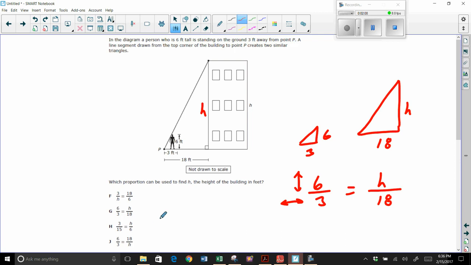So I'm just going to look at my choices, see if I can find a match. And right here, it looks like G is going to match. 6 over 3 is equal to h over 18. And we found our match. That is our answer.